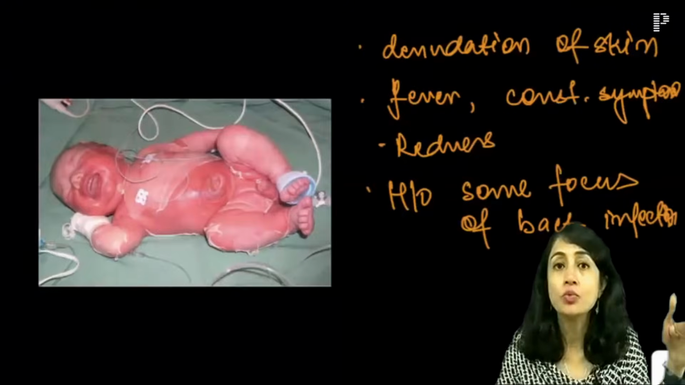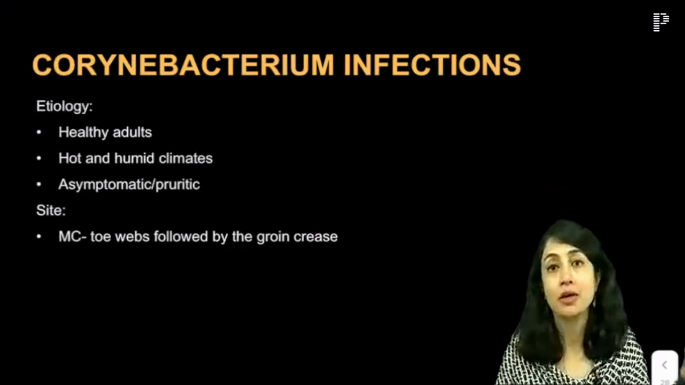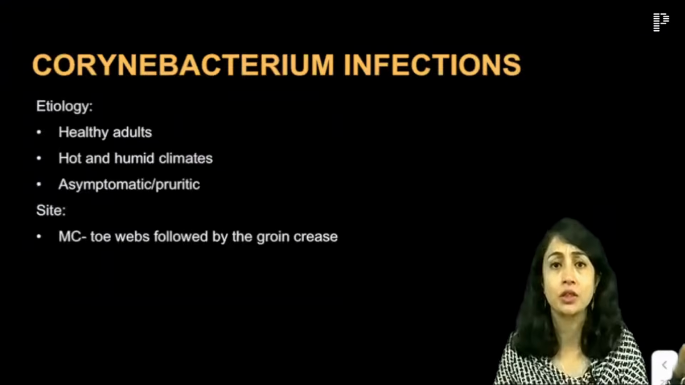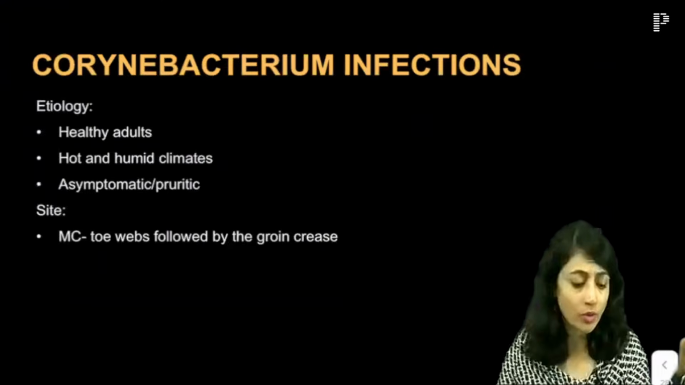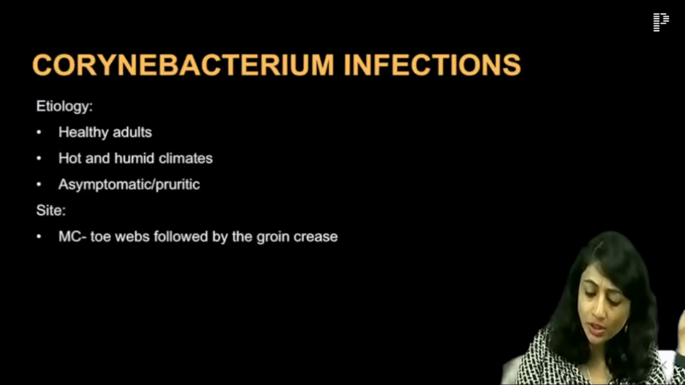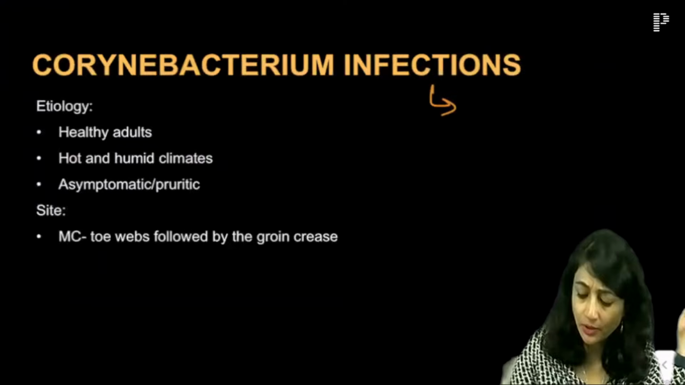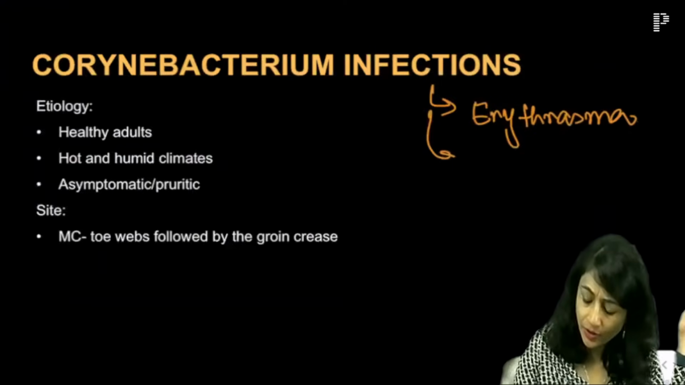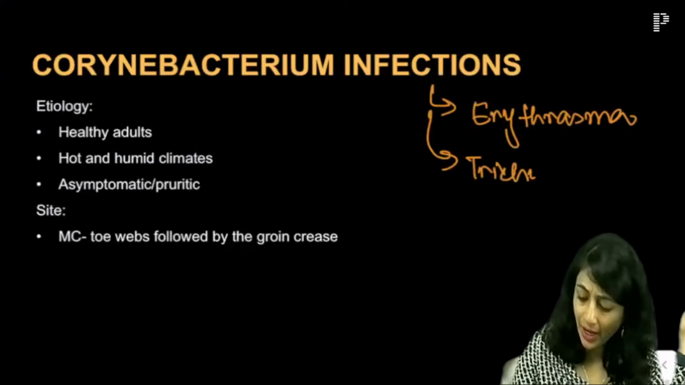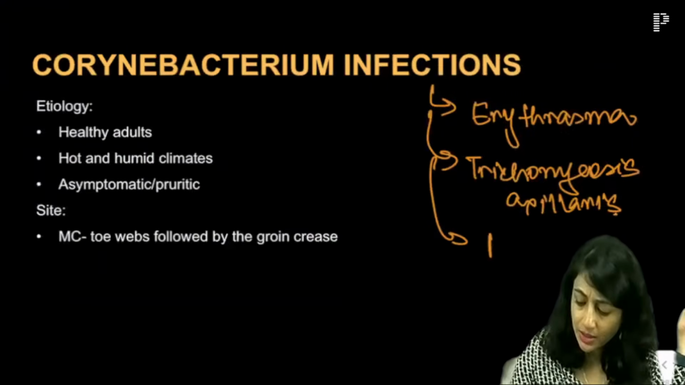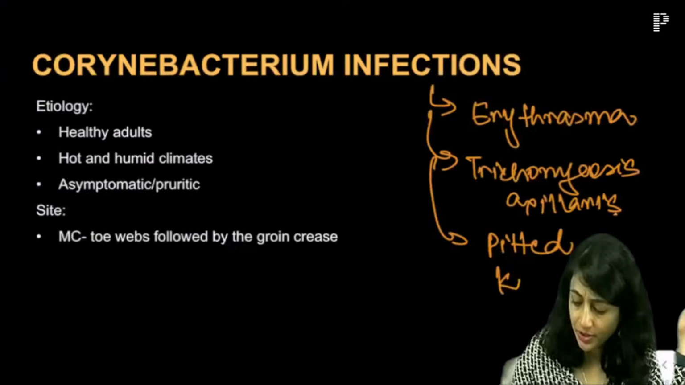So, right. These were my pyodermas, which were caused by staph and streptococcus. Now, there are certain other bacteria which also can infect the human skin. One of the common ones being Corynebacterium infection. Now, Corynebacterium causes three kinds of infections in human skin: erythrasma, trichomycosis axillaris, and pitted keratolysis.